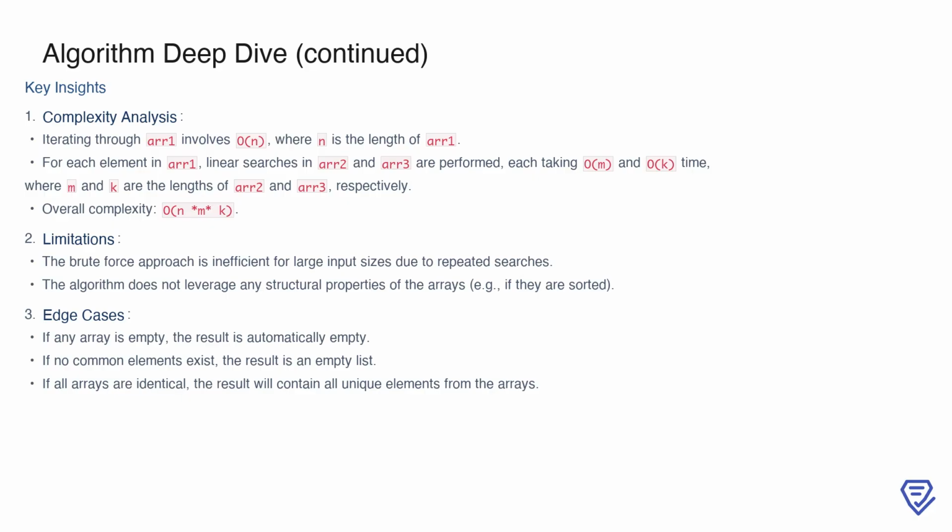There are also edge cases to consider. If any of the input arrays are empty, the result will be empty right away. Similarly, if no common elements exist among the arrays, the result will be an empty list. On the other hand, if all 3 arrays are identical, the result will contain all their unique elements. These insights highlight both the strengths and limitations of the brute force method.